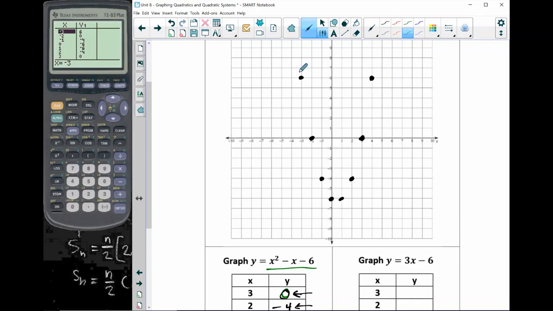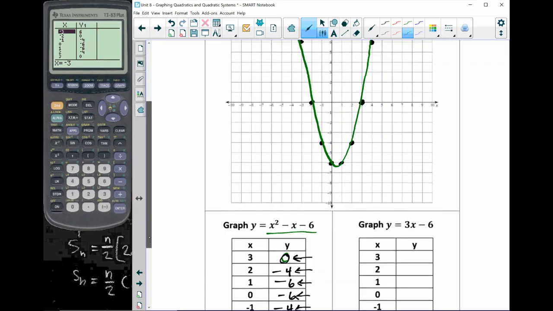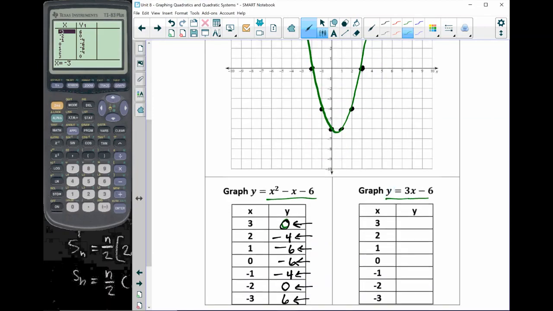So I'm going to go ahead and draw this parabola as best I can. Okay, so there's the parabola graphed. Now, I'm also going to draw a linear line. Remember that linear lines are in the form y equals mx plus b. And we've worked with plenty of those in the past.